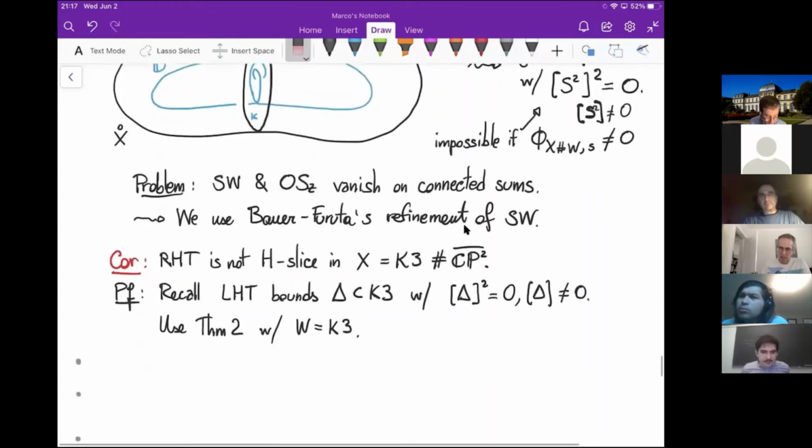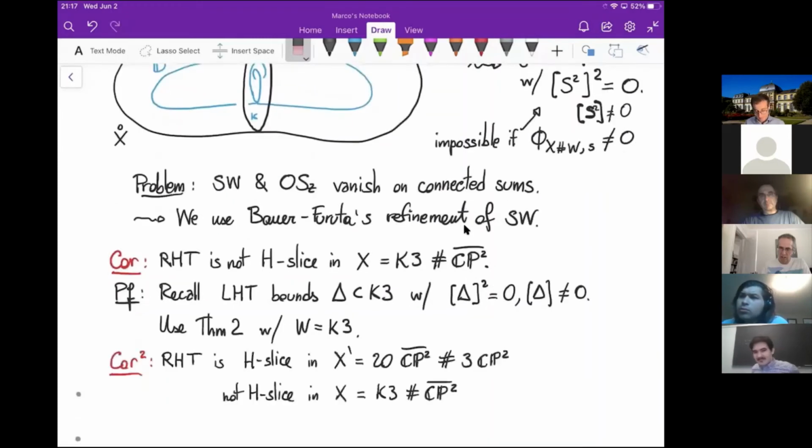A corollary of the corollary is that we have a knot K, the right-handed trefoil, that is not H-slice in this manifold X, that is K3 blown up once, but it is H-slice in another four-manifold X prime, 20 CP2 bar connected sum 3 CP2s, that happens to be homeomorphic to X. The fact that the two manifolds are homeomorphic is a consequence of Freedman's theorem, and so you actually have an exotic pair that is distinguished by the set of H-slice knots.